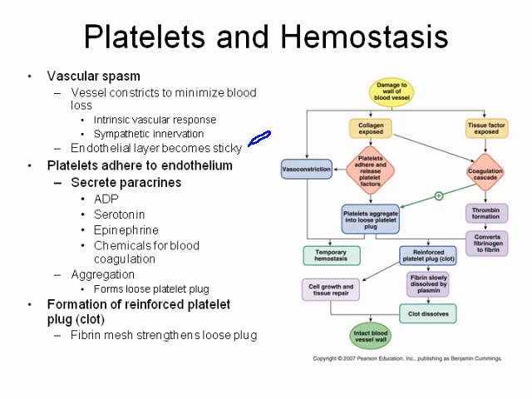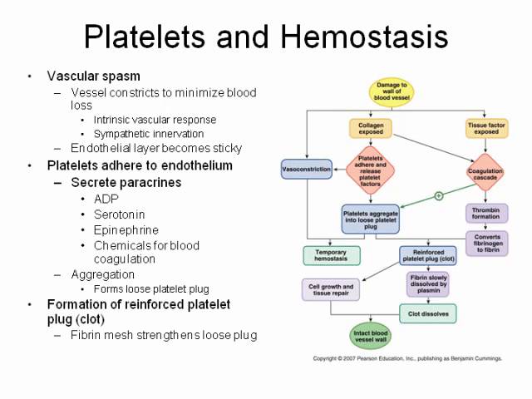vasoconstriction. Also, the endothelial layer of the blood vessel becomes sticky. And that's going to be important because platelets are going to adhere to the endothelium. And when they start doing that, the platelets are going to release paracrines, including adenosine diphosphate or ADP, serotonin, epinephrine, which of course itself is a vasoconstrictor, as well as other chemicals that are necessary for blood coagulation or clotting. In addition, the platelets are going to start aggregating, forming what's called a loose platelet plug.